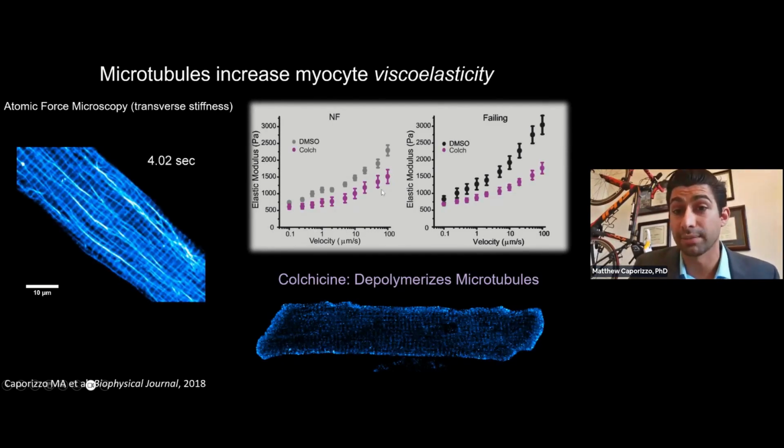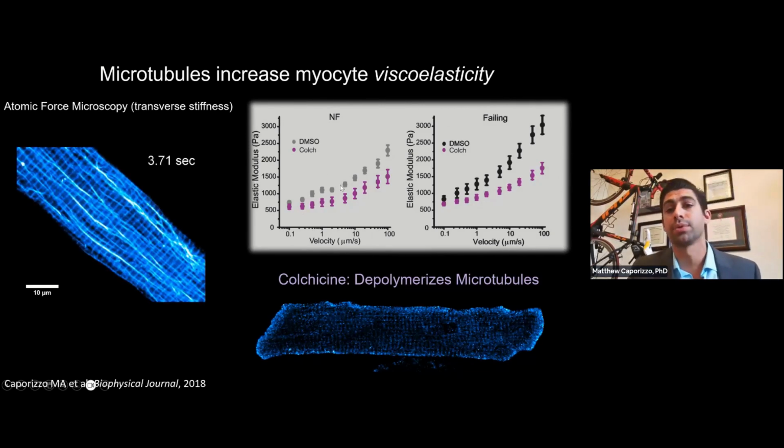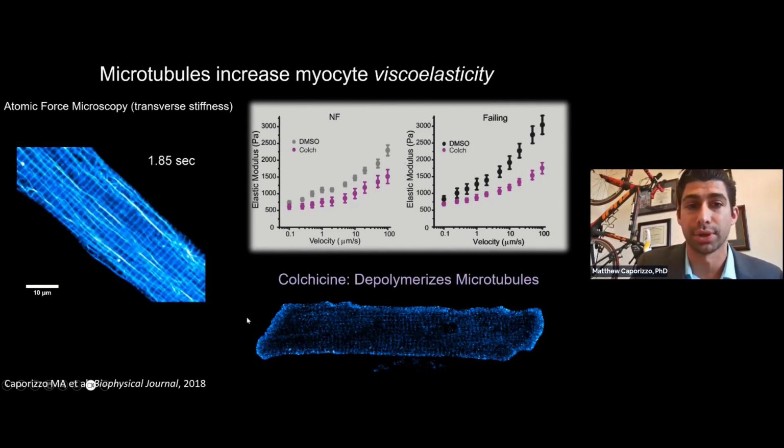So in fact, microtubule depolymerization did decrease the stiffness as we expected. But more interestingly, it decreased the slope of this relationship. And of course, there are more microtubules in the failing cardiomyocytes, so we saw a greater effect in the failing cardiomyocytes. But what this really indicated was that the microtubule contribution to the mechanics was viscoelastic more so than it was purely elastic like a spring.